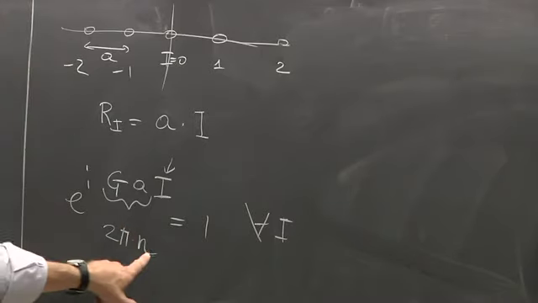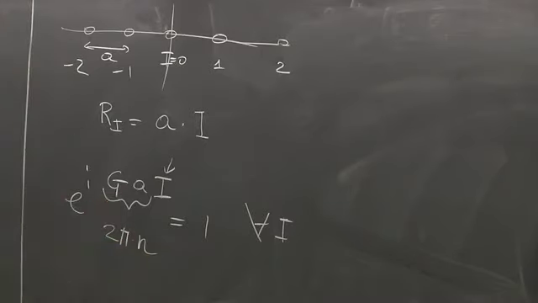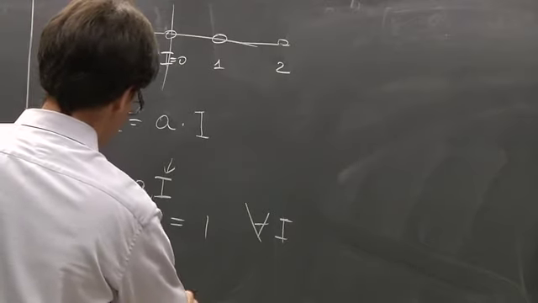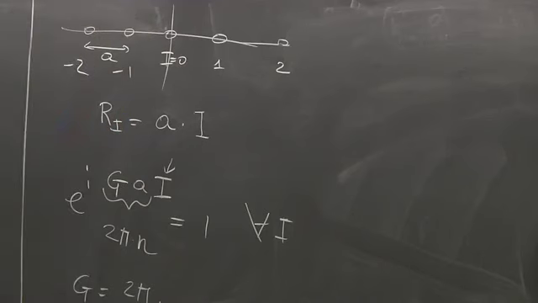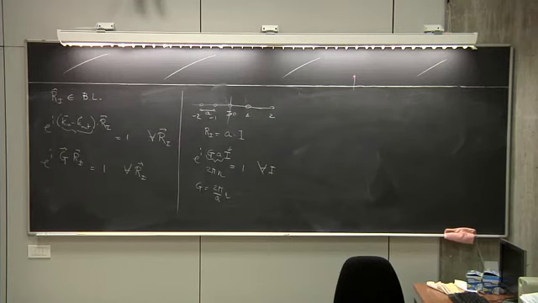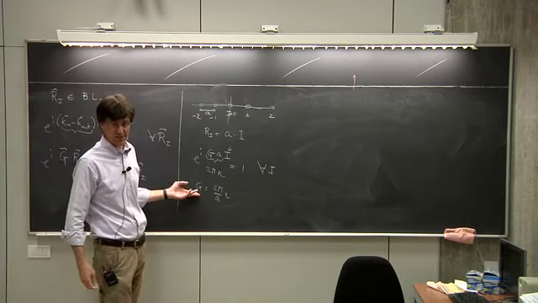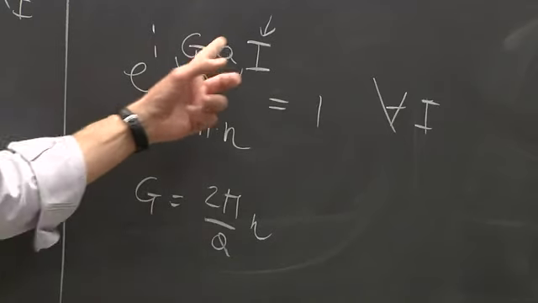So I've been able to solve this problem. I've been able to find an infinite number of G's, 2 pi over a times an integer, that satisfy my condition. Not only one, not only two, an infinite number of them. And they all satisfy this condition.